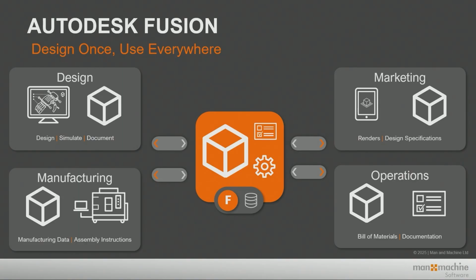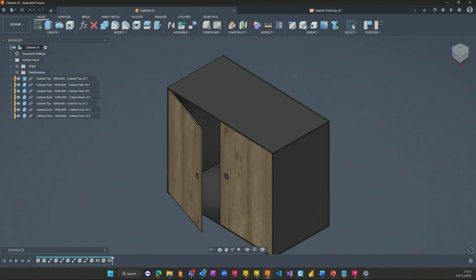And then from a marketing perspective, this gives us the ability to grab accurate renders of the products, whether they're still in concept or whether they're in their final state, as well as the ability to start grabbing design specifications directly from the model itself. Practically, this looks like a single product with a single core file that can follow the whole design, manufacture, and marketing plan.